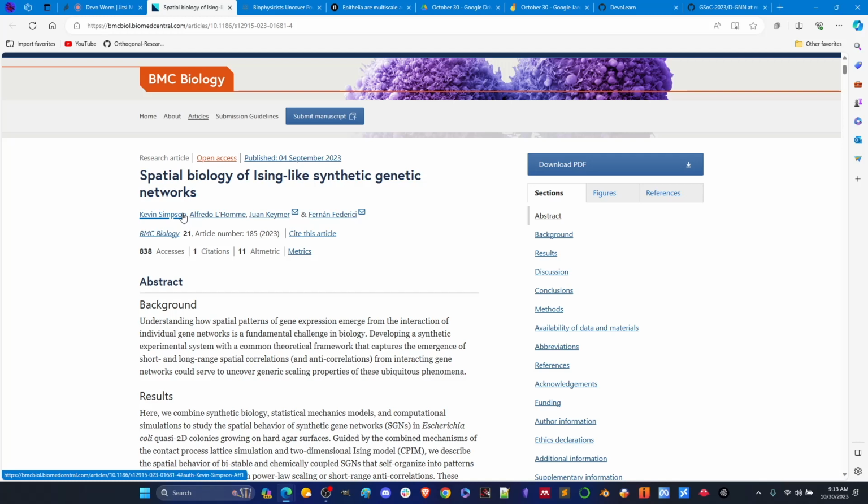So this is spatial biology, which means they usually consider different locations in the biological structure and how they're heterogeneous. Ising synthetic genetic networks: there's this Ising model that we can use to characterize, and they're actually doing this in an organism, E. coli 2D colonies. So this is synthetic biology where they're using a bacterial model and building networks.